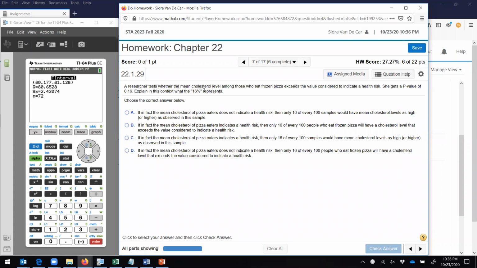A researcher tests whether the mean cholesterol level among those who eat frozen pizza exceeds the value considered to indicate a health risk. She gets a p-value of 0.16. Let's explain what that means. If in fact the mean cholesterol of pizza eaters does not indicate a health risk, then only 16 of every 100 samples would have mean cholesterol levels as high or higher as observed in this sample. That sounds right.